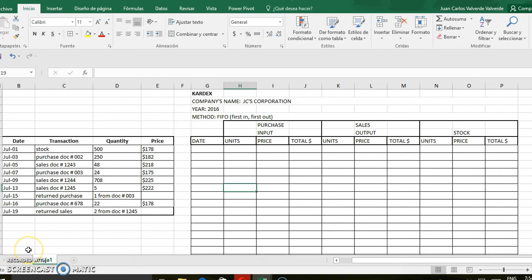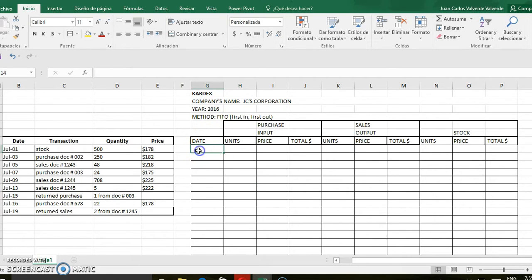Hi class, today we will do stock control or inventories. To start, first we have to check that this is called a Kardex. A Kardex has three sections: purchase, sales, and stock. And each column has date, units, price, and total, as you can see here. Okay, let's start with the first section.